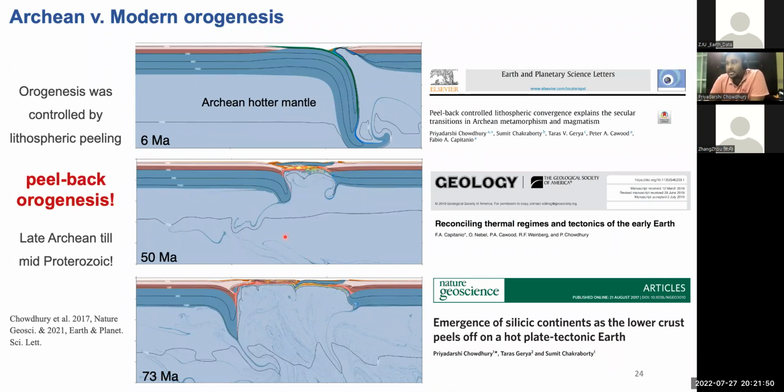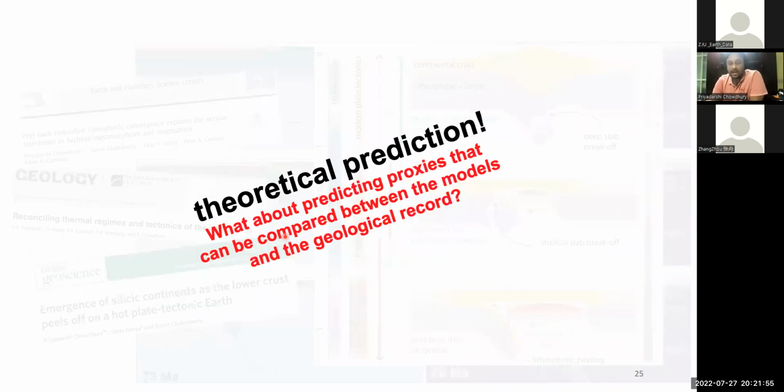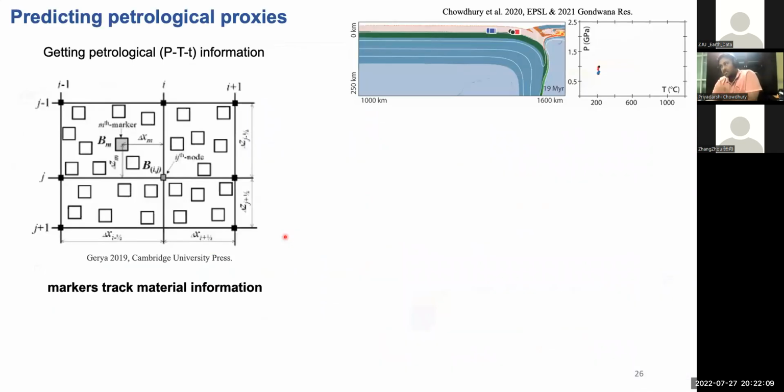Now, coming to the natural observations, we need to find some proxy that can be predicted from the model, and then you can take it to the field and calibrate it against the natural rock record. As I said before, I was more interested in studying the metamorphic rocks. So what I thought to do is to track certain parts of the crust and track their PTT evolution. PTT means pressure-temperature evolution with time.